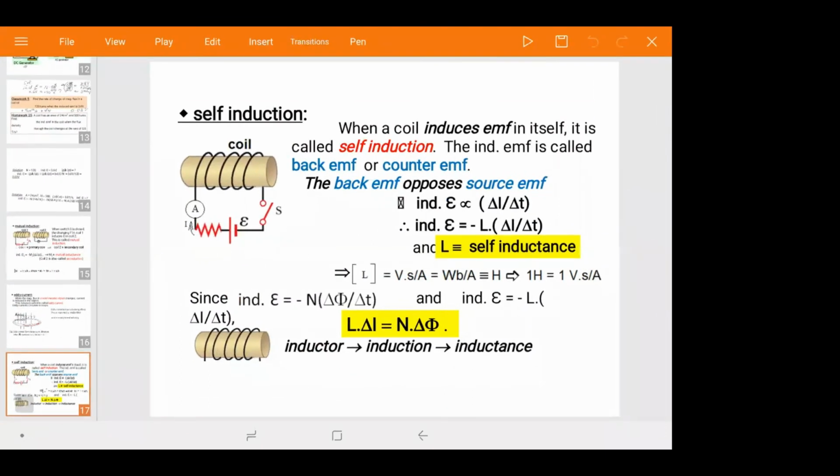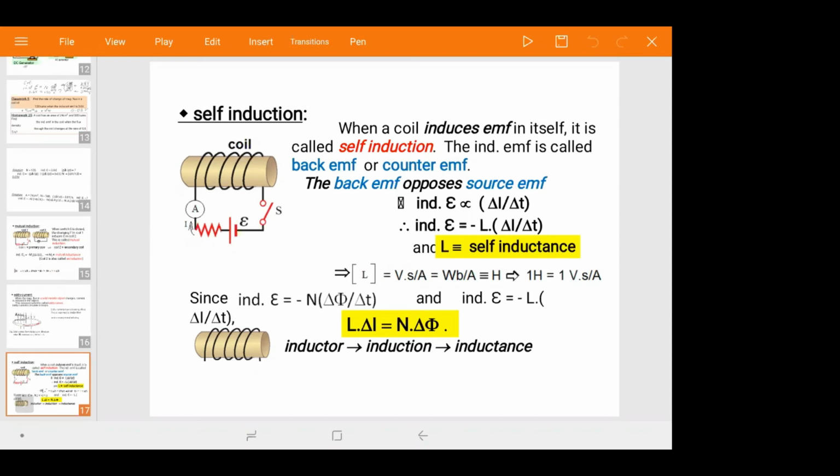When you turn on the switch, there was in the beginning no current, no magnetic field. Remember, current produces a magnetic field. So when the switch is turned on, the current produces a magnetic field. So now there is a change of flux. This change of flux induces a voltage.